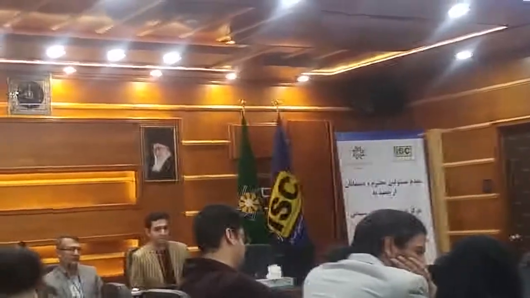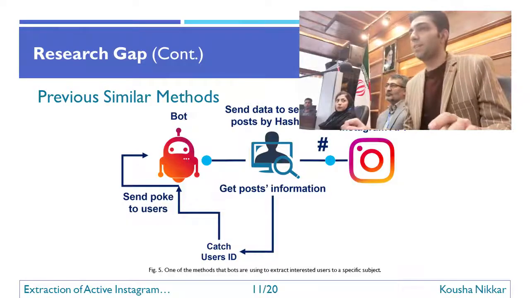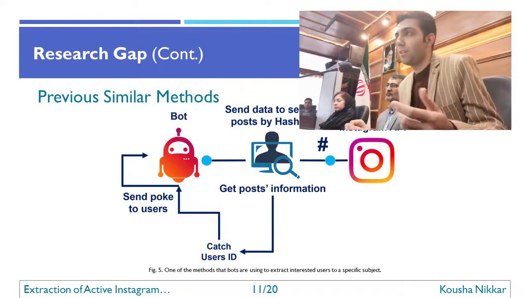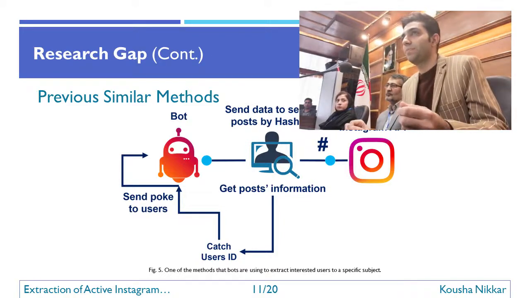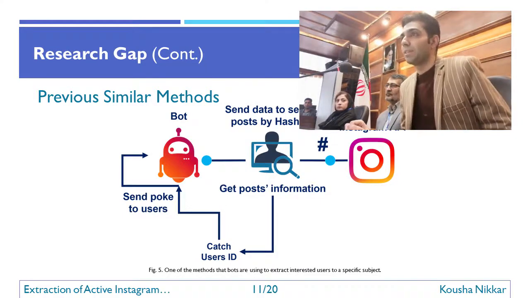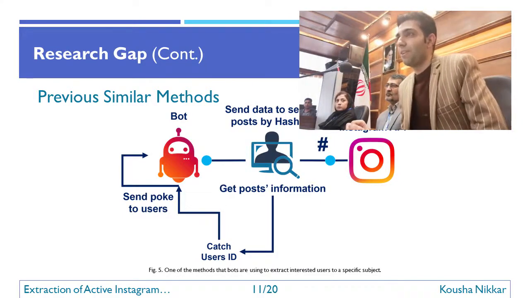What's our purpose? We want to extract reviewers' user IDs instead of the user IDs of each post owner. Okay, it looks better, because the post owners are the rivals of our business page instead of our audience.